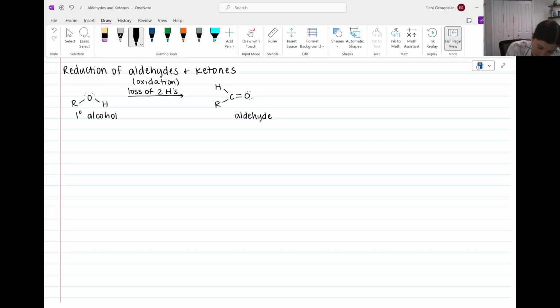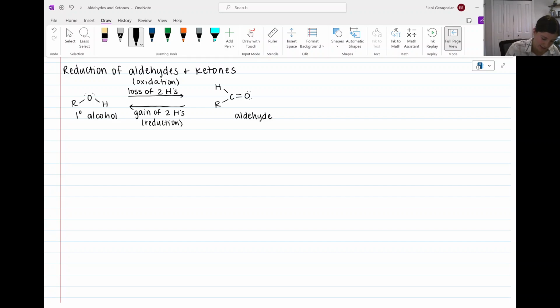If we start with an aldehyde and form an alcohol, we need to gain two hydrogens, and this is the reduction. So when we do these reduction reactions, two hydrogens will be gained by the molecule. One is gained by the oxygen to form an alcohol, the other is gained by that carbonyl carbon. So that's with the primary alcohol.